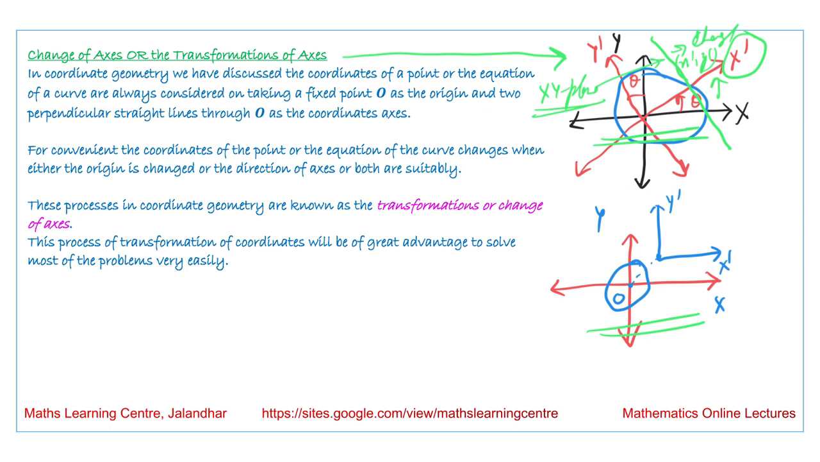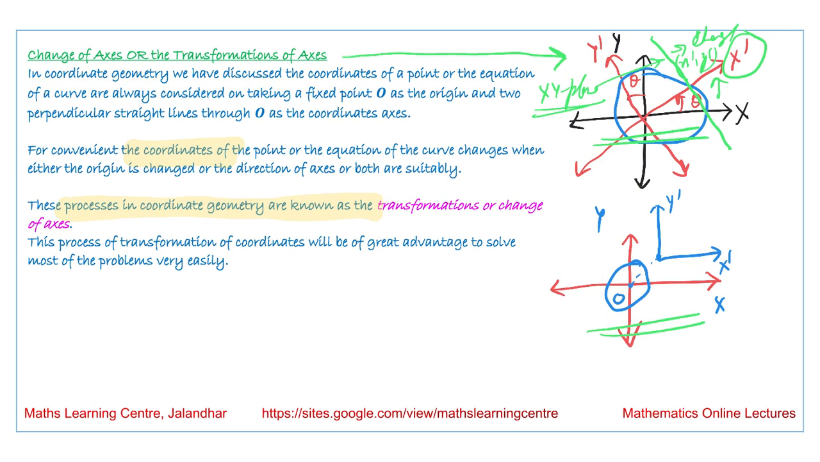So in coordinate geometry, the process in which we change the equation corresponding to the coordinate system that we have chosen is called the transformation or change of the axes. These things will become clearer with our next slides as we move towards the end of this lecture.